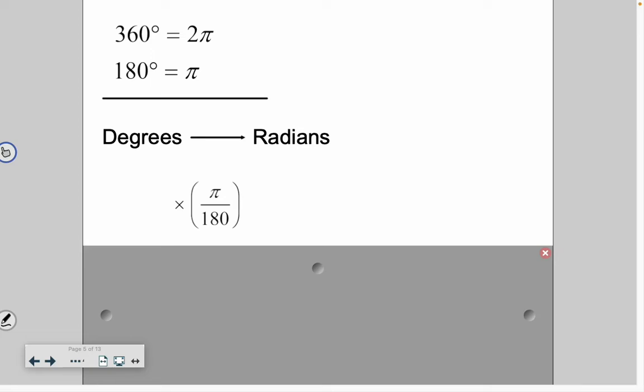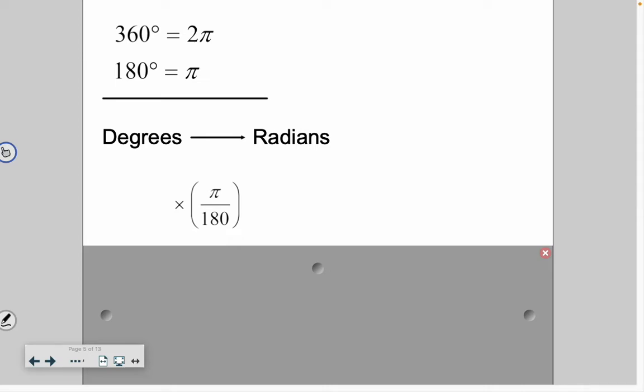Just like we just said, 12 inches per 1 foot, this is pi radians per 180 degrees. It's the same concept. It's just like if you were in a science class and you were trying to change units, like in chemistry when you were doing moles and all that kind of stuff. That's all this is. You're changing the units from degrees to radians.